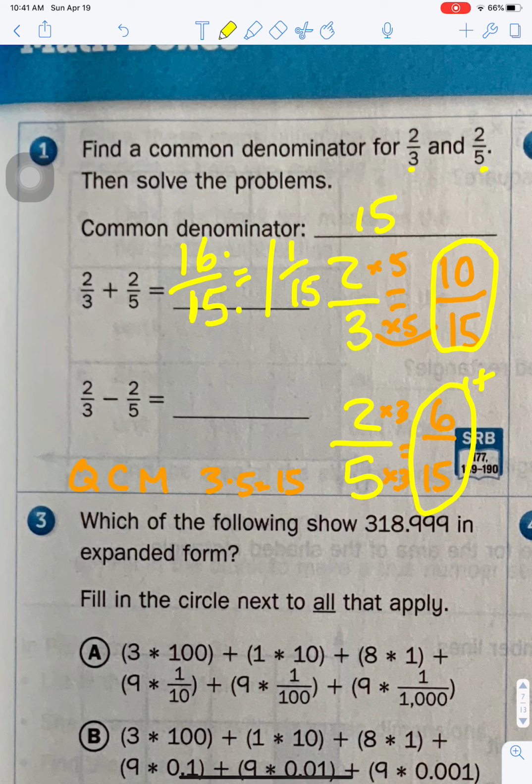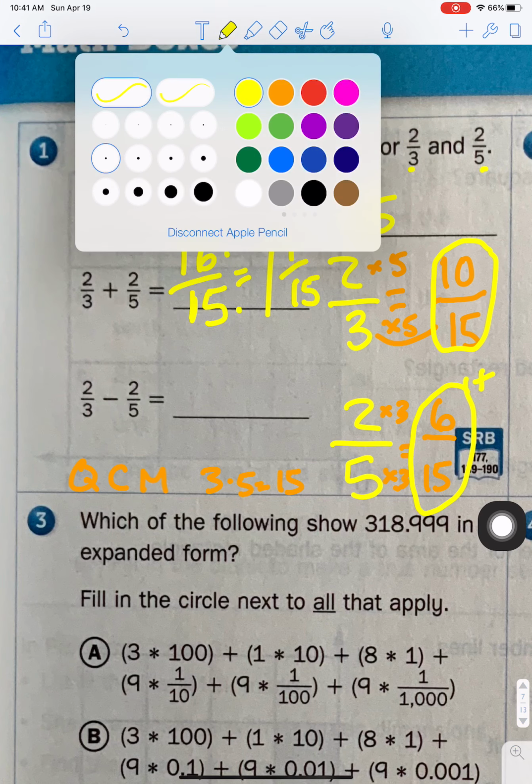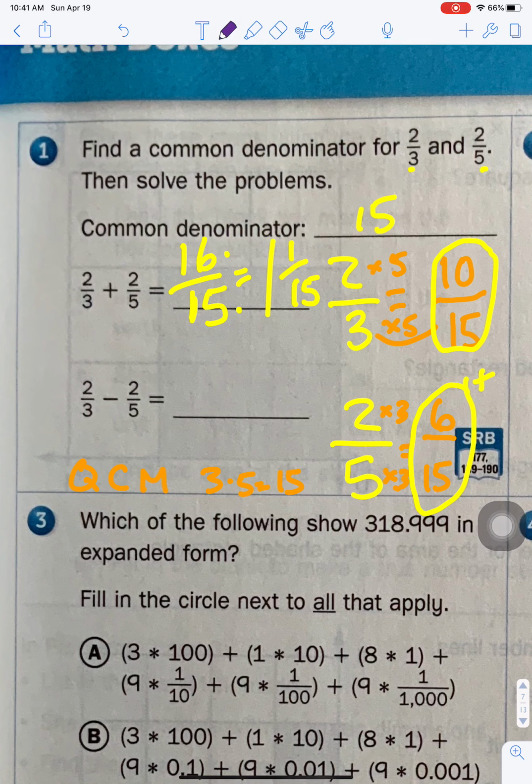So now if we are subtracting 2/3 minus 2/5, we can go back to our common denominators, 10/15 minus 6/15. And so for this answer, we have 10 minus 6 is 4. So 4/15.